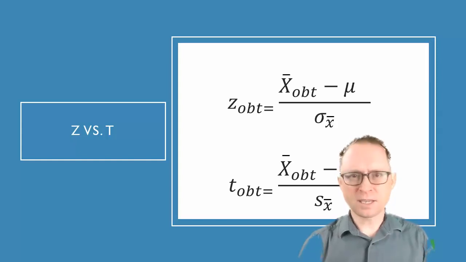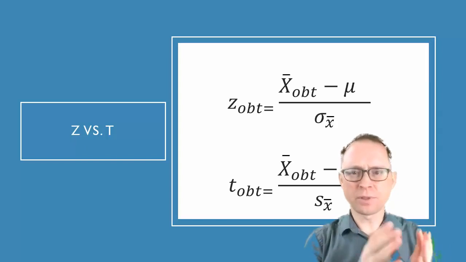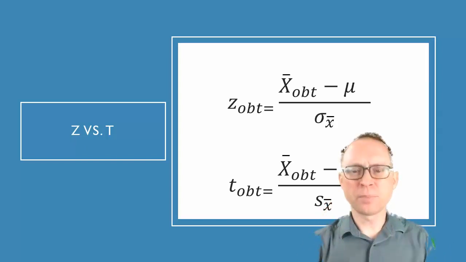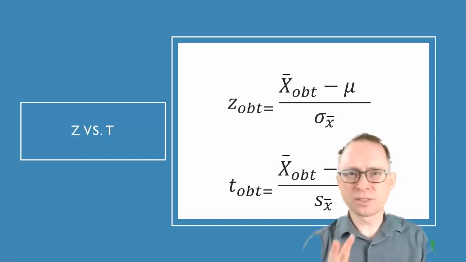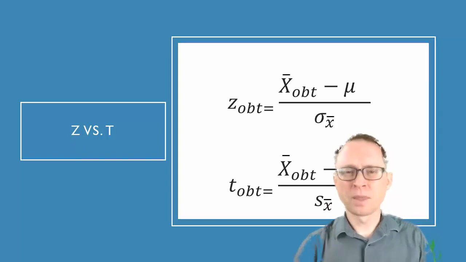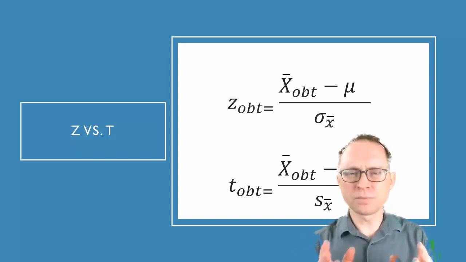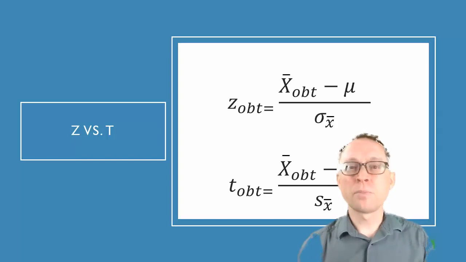A Z statistic is when we have a mean of a sample that we want to compare to the mean of the population. For this to work, for a Z test, you have to know the population's mean, the population's standard deviation, how many people you have in your sample, and that sample's mean. Because what we're going to do is take the mean of our sample minus the mean of the population. We're going to divide that by the population standard deviation divided by the square root of n.